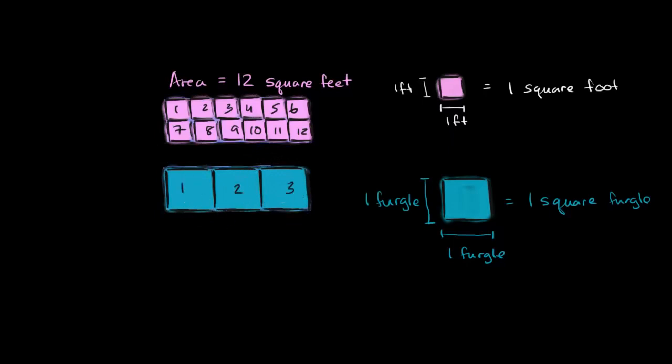The area of this figure in square fergles, I should say, is equal to 3 square fergles. So it's the same exact area. 3 square fergles is equal to 12 square feet, covering the exact same area. Now what I encourage you to think about is how many square feet make a square fergle.